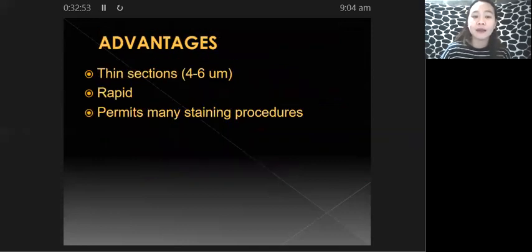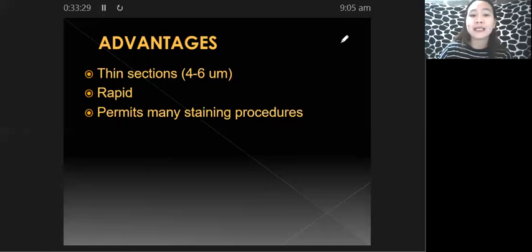Okay, so what are the advantages of your paraffin wax? Number one, since your paraffin wax is harder as compared to the other embedding media that we can use in histopath, you are able to produce thin sections. Thin serial sections are produced with the use of your paraffin. In particular, we have sections with a thickness of 4 to 6 micrometers.